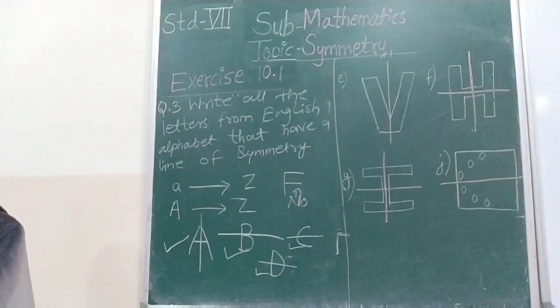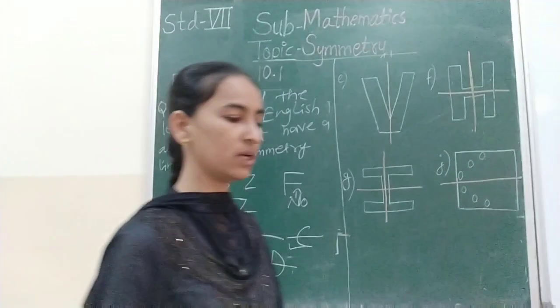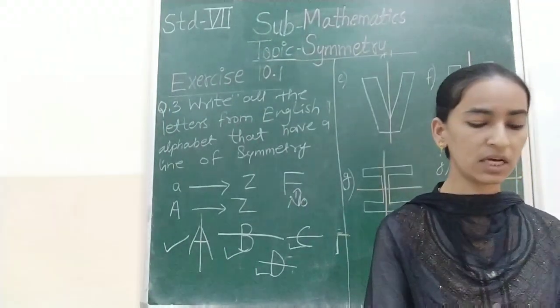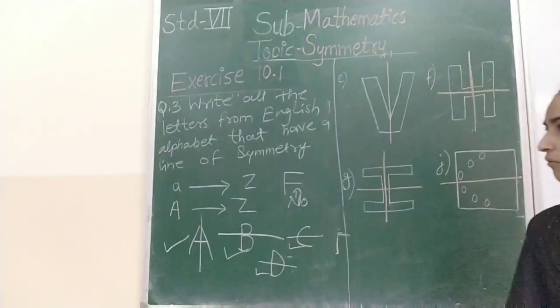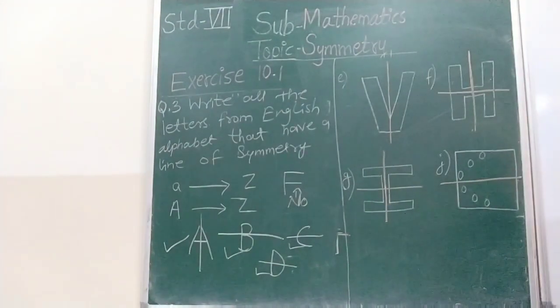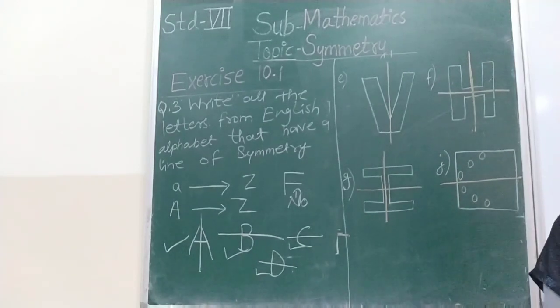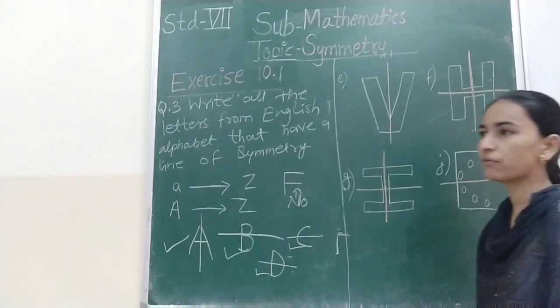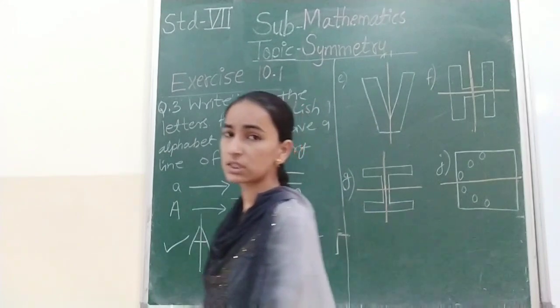The last question from this exercise: Complete the following figure by drawing a symmetrical figure. You can draw that. That question is for your homework. Okay students, two questions for your homework, question number 3 and question number 4. You have to draw the other half parts. The line of symmetry is also given. You have to just draw the next half part.